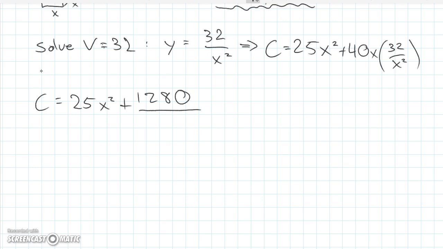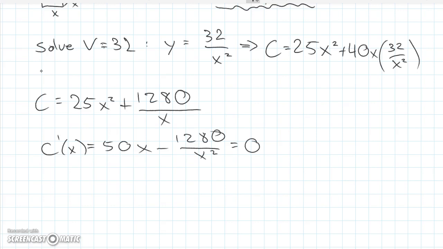And then divided by x squared times x is just over x. Okay? So that tells me that the derivative, now that I just have a function of x, is 50x. And then that's x to the minus 1 times 1280, so we're going to have minus 1 x to the minus 2, so minus 1280 over x squared.